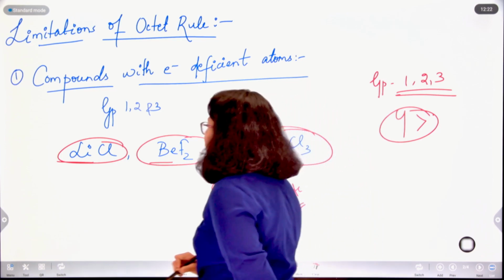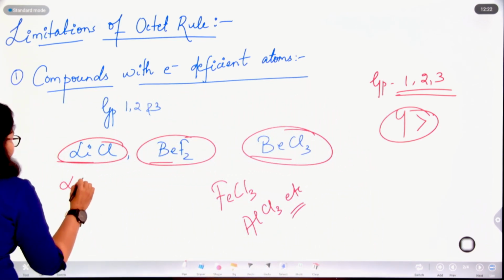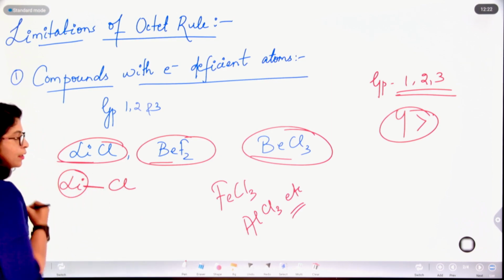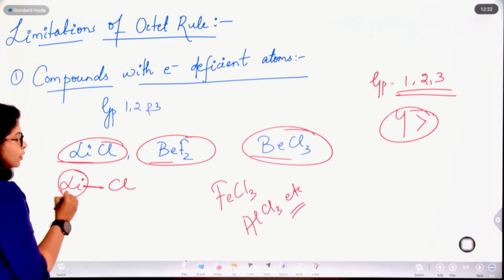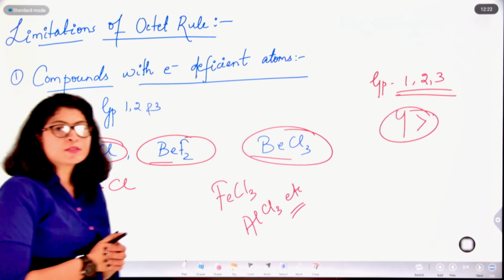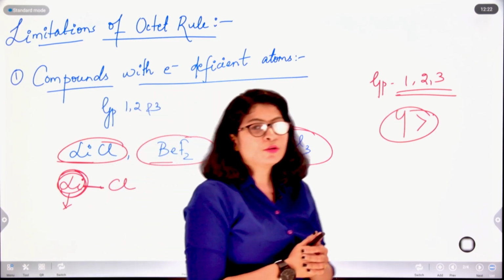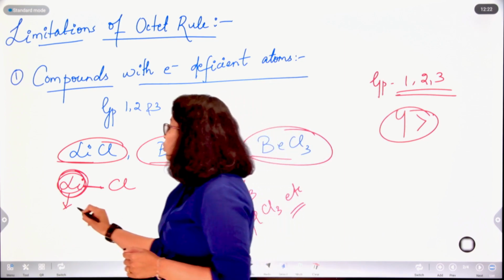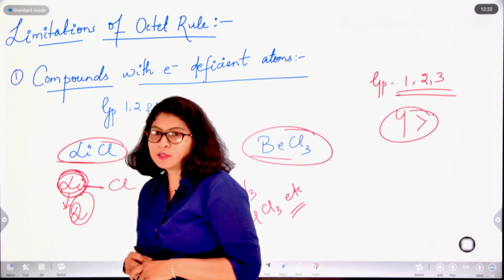What happens here? If you see LiCl, how many electrons are there around lithium? Only 2. So lithium is having less than 8. They do not satisfy the octet rule because here the outermost electronic configuration is not 8. Here lithium has only 2 electrons in its outermost shell.